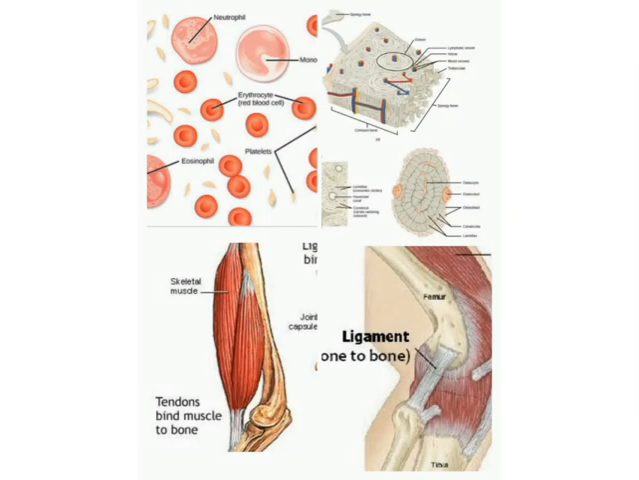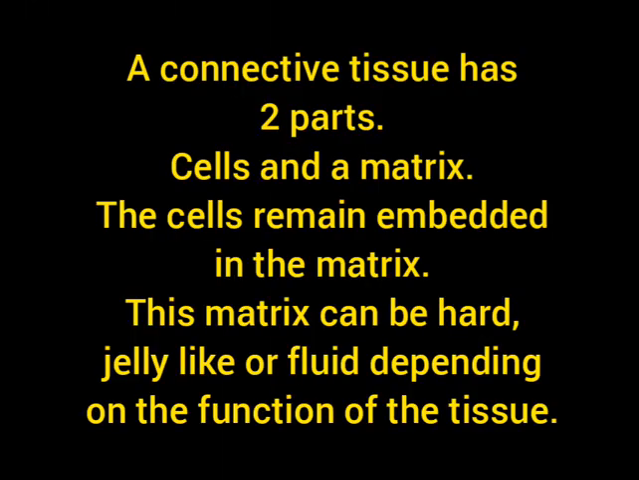As the name indicates, connective tissues connect different parts of our body. Some familiar examples of connective tissues include blood, bone, tendons, and ligaments. Now let's check what a connective tissue is. A connective tissue has two parts, cells and a matrix. The cells remain embedded in the matrix. This matrix can be hard, jelly-like or fluid depending on the function of the tissue.